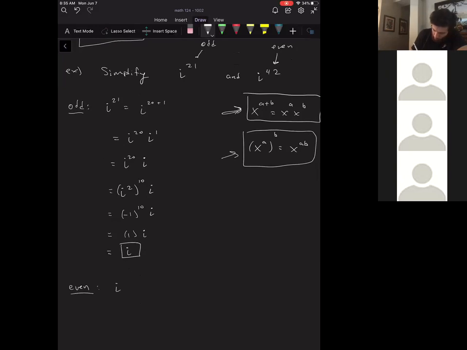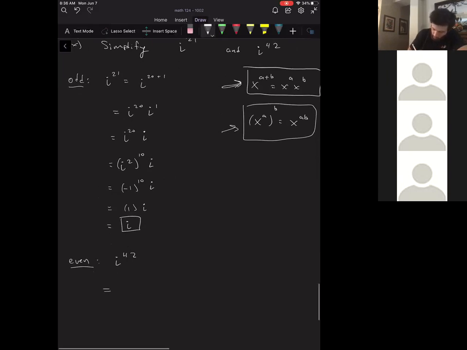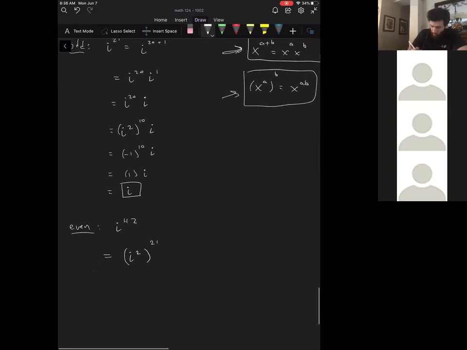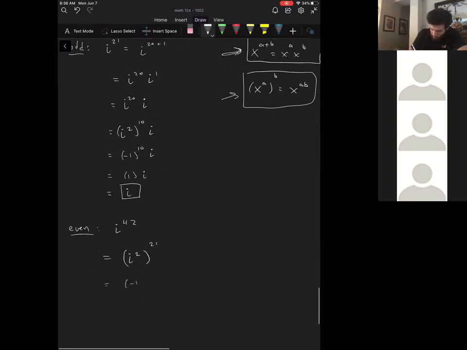So now this next one, which is our even situation, we want to simplify i to the 42. Notice 42 is already an even number, so we can skip to this step. The whole point of this step is that an even number can always be written as 2 multiplied by something. So i to the 42 is i to the 2, to the 21st power, since 42 is 2 times 21. Again, i squared is minus 1, to the 21st power. And a negative to an odd number is still negative, so this is just going to equal minus 1.